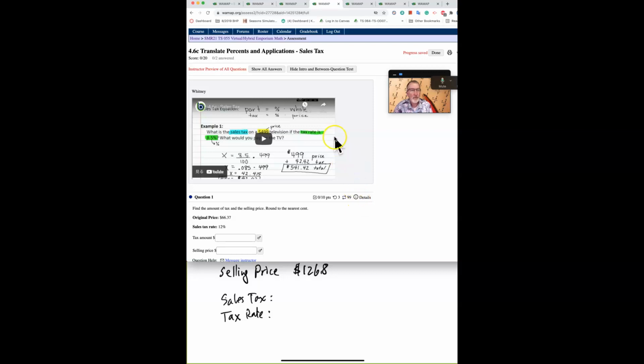Hello everyone. We're going to take a look at Unit 4.6c in WAMAP. We are still translating percents and applications, and today we're going to look at sales tax.